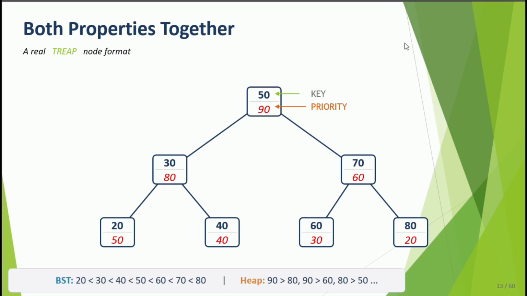Here we can see a real TREAP example. The keys satisfy binary search tree ordering: 20 is less than 30, which is less than 40, and so on. At the same time, priorities satisfy heap ordering, where parent priorities are always larger than children. This combination is the core idea behind TREAP.